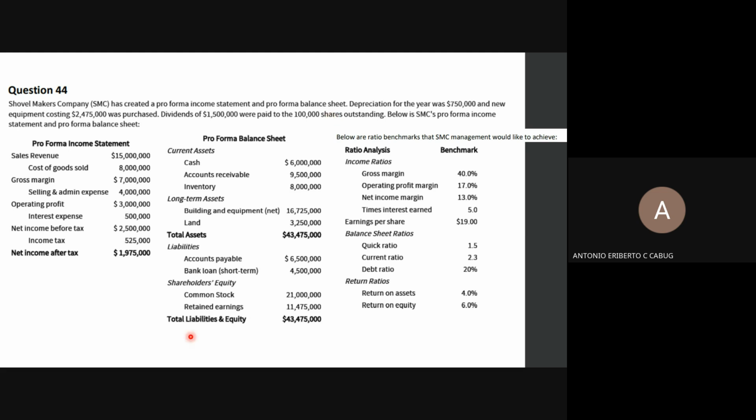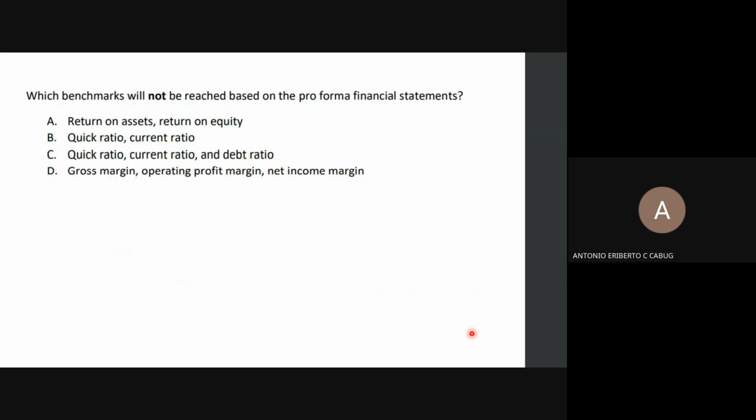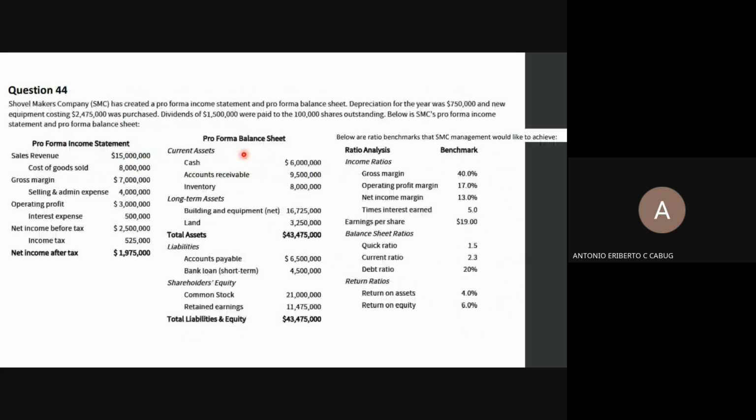Okay. Below is SMC's pro forma income statement and pro forma balance sheet. So this is the benchmark. No? Benchmark is the best in class. You are going to determine whether, based on our pro forma FS, we would be able to reach certain targets.